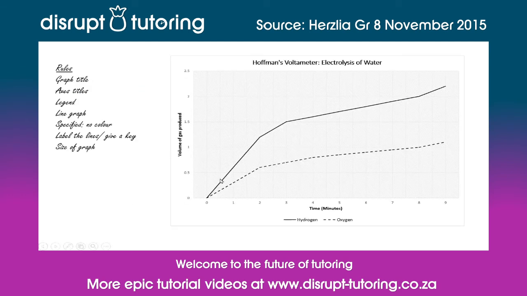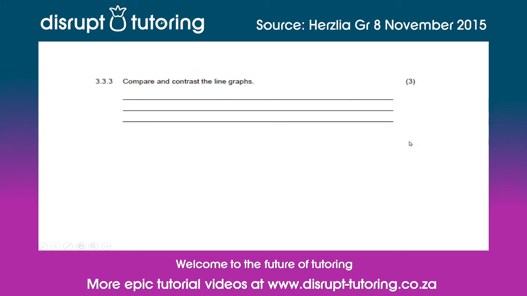And we see that a similarity is that the volume of gas increases over time for both hydrogen and oxygen. A difference is that there is more hydrogen that is being produced than oxygen, and the trend is that there is a general increase on both the graphs, and so on and so forth. So you check, like we said, the shape of the graph, the trend, the gas production, and you can use these keys to write a paragraph in the words that would best bring out what you want to say.